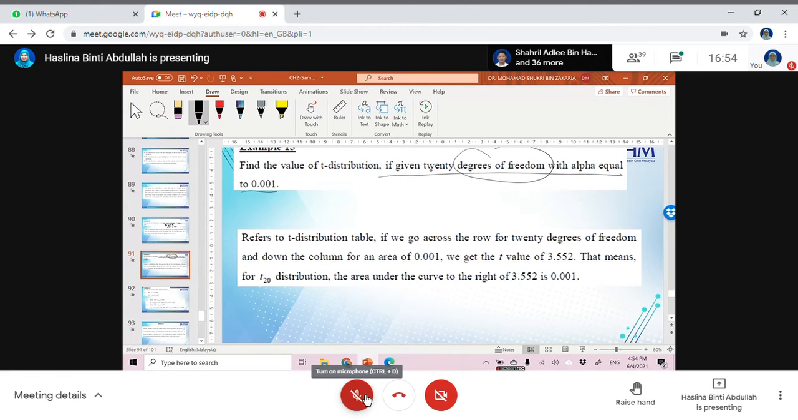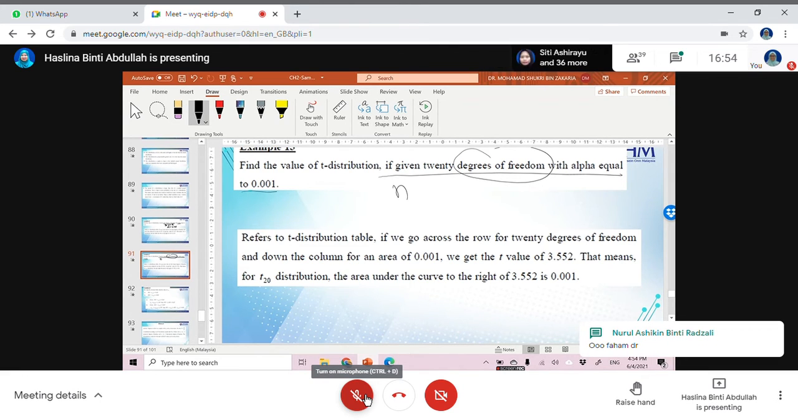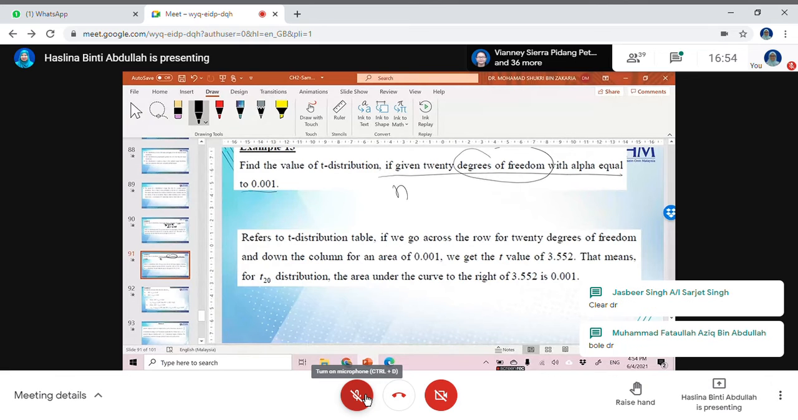Jika diberi number of sample sahaja, you have to minus 1. Clear tak ni? Dia baru tengok table ni, belum lagi nak masuk soalan lagi susah ni. Baru nak bagi tengok table. Clear, doktor, clear. Okay.